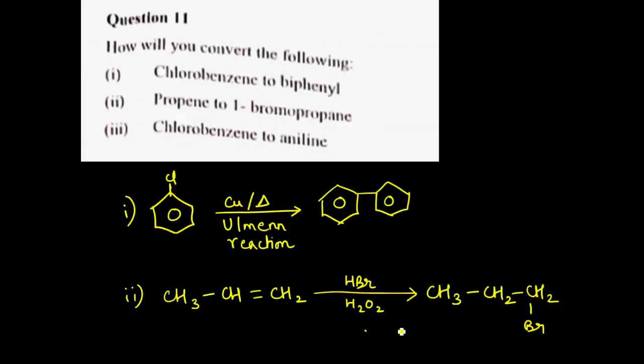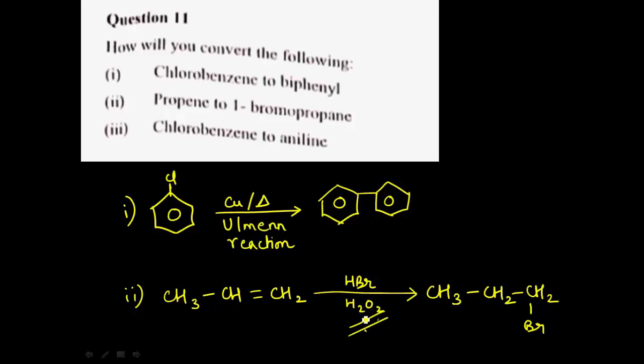Next, how will you convert the following? So you may have heard about these reactions. The first one is the Ullmann reaction, with which halogenated benzene rings can be converted to biphenyl. The second one will happen through the anti-Markovnikov addition. Don't forget this peroxide over here. This is the main thing.